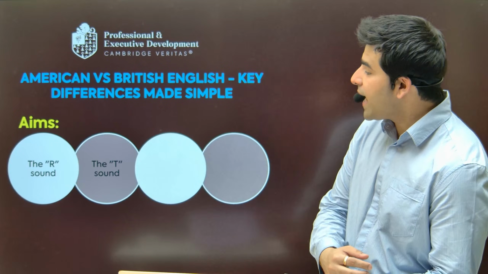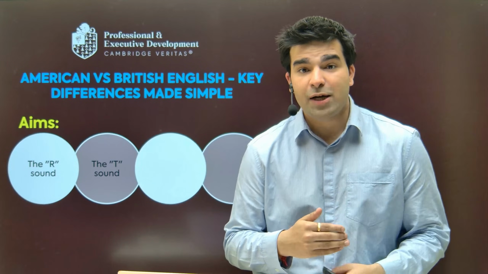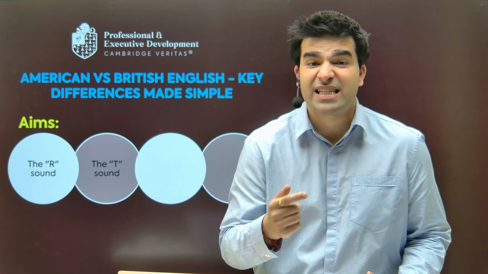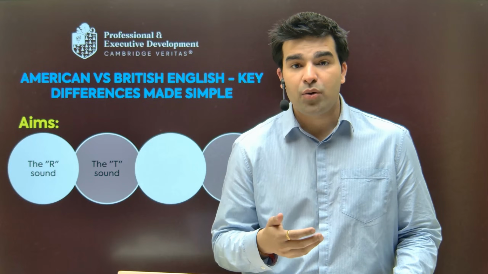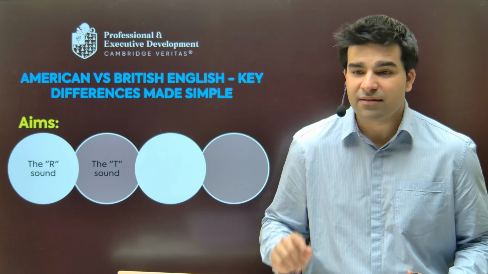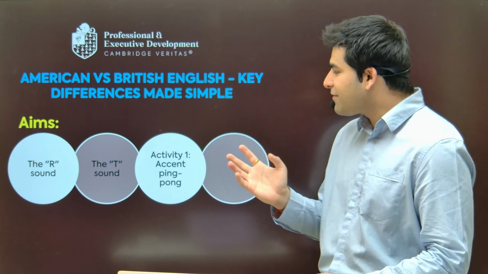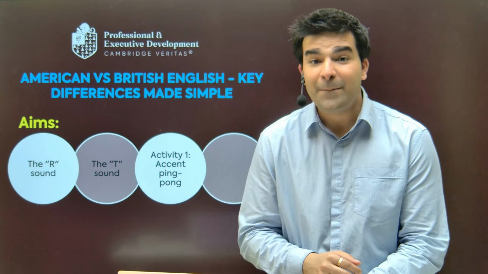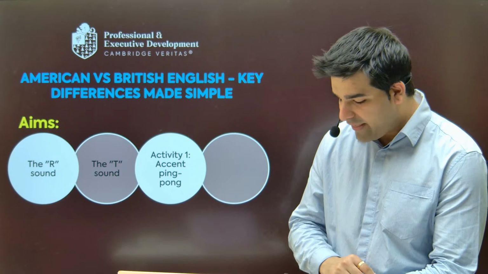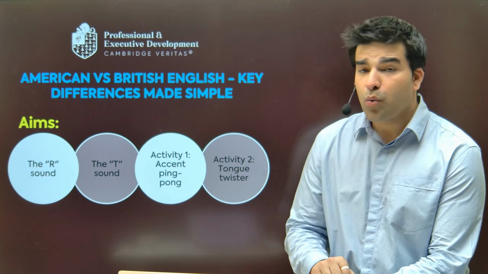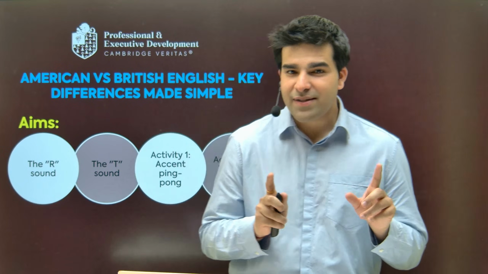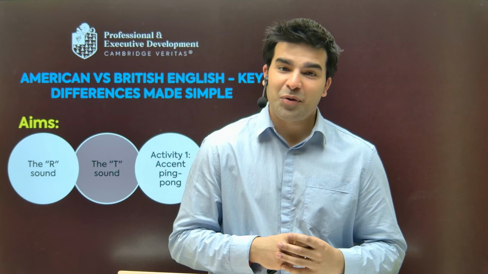After that, we're going to be looking at the T sound. The T sound makes a lot of difference as well. So we're going to be looking at the T sound as well. It's T, but the sound is T. Repeat after me. T. Very good. Number 3, we'll have a very interesting activity. It's called ping pong. We call it accent ping pong. So we're going to be looking at that. And the last bit is we'll have a tongue twister activity towards the end. And I think if time allows, there's a bonus activity as well that we will look at today.